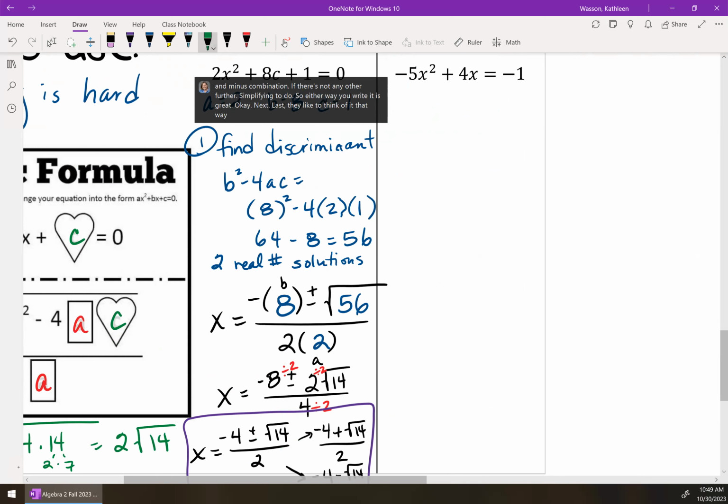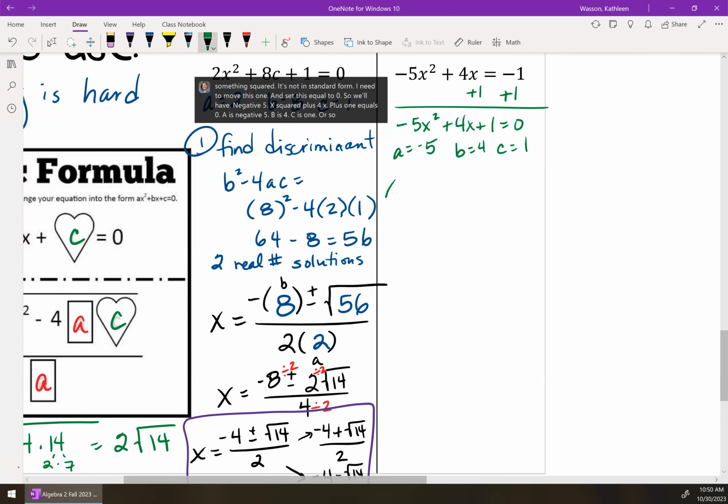I have a quadratic equation because I have something squared. It's not in standard form. I need to move this 1 and set this equal to 0. So I'll have -5x squared plus 4x plus 1 equals 0. a is -5, b is 4, c is 1.